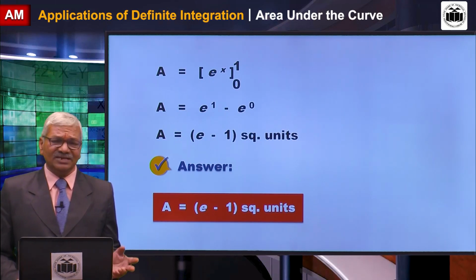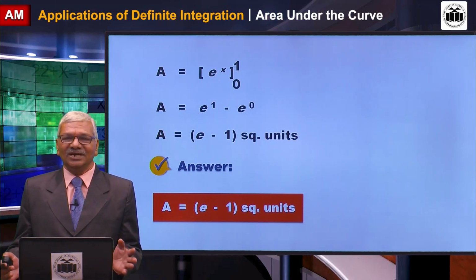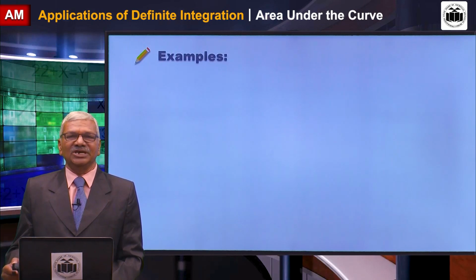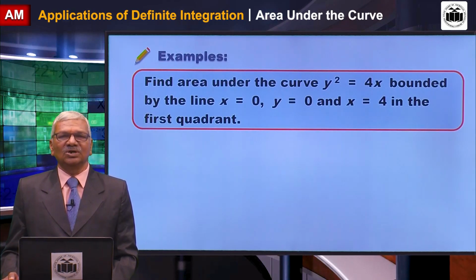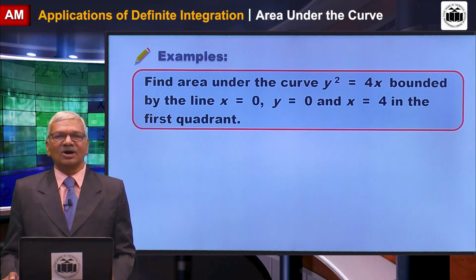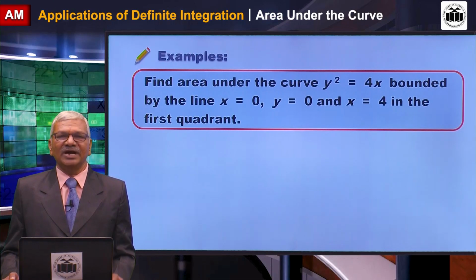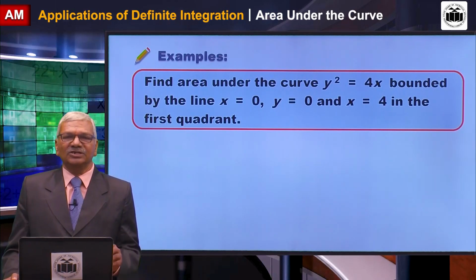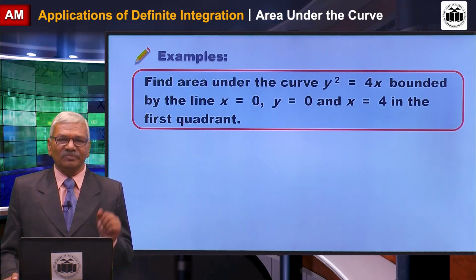It was a very simple example. So I hope all of you understood this. Is it okay? Let us go to the next example, which is: find area under the curve y square equals 4x bounded by the lines x equals 0, y equals 0 and x equals 4 in the first quadrant. Now, while solving the problem, first you understand the problem, meaning what is given in the problem.